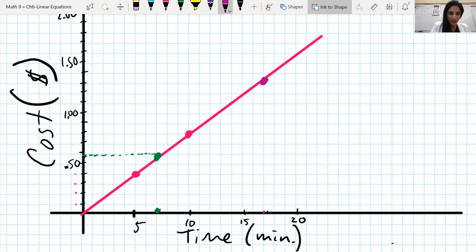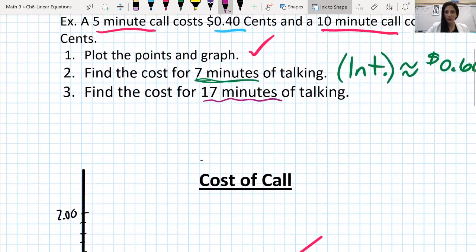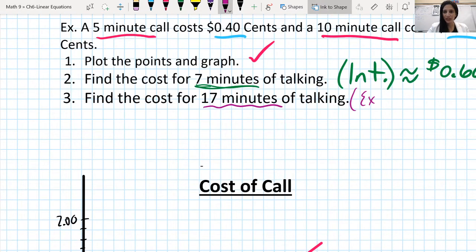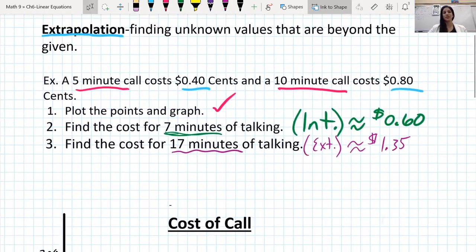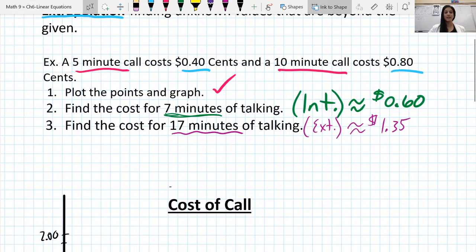And so this is roughly at about, if you look, this was the 1-minute mark, 10, 20, 30, it's at about 35. So it's at about $1.35. So we go back to here. Again, this would be extrapolation, and it's at about $1.35. So there's an example of what extrapolation and interpolation mean and how we would use and apply that in a question.